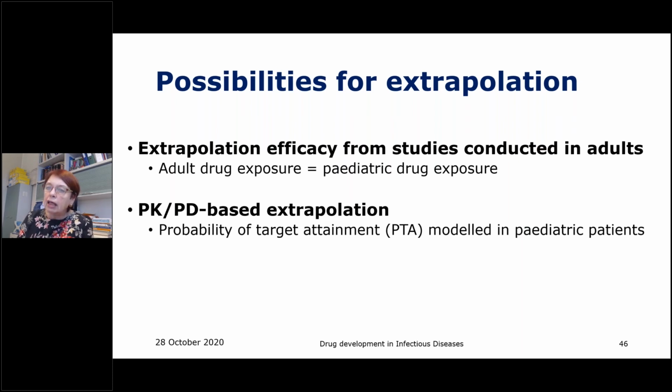The other way of extrapolating is PK/PD-based extrapolation. If we know clearly the PK/PD of the new antibiotic or old antibiotic in adults, we can target getting the same probability of target attainment in children, and that's another way of extrapolating from adults.